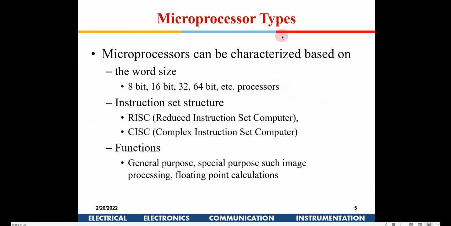So microprocessor types can be classified into 8-bit, 16-bit, 32-bit and 64-bit processors. As on date, most of the processors coming in the market are 64-bit processors. They are all backward compatible, meaning the programs which have been written for a 32-bit processor can be run on a 64-bit processor, but it's not true the other way around.